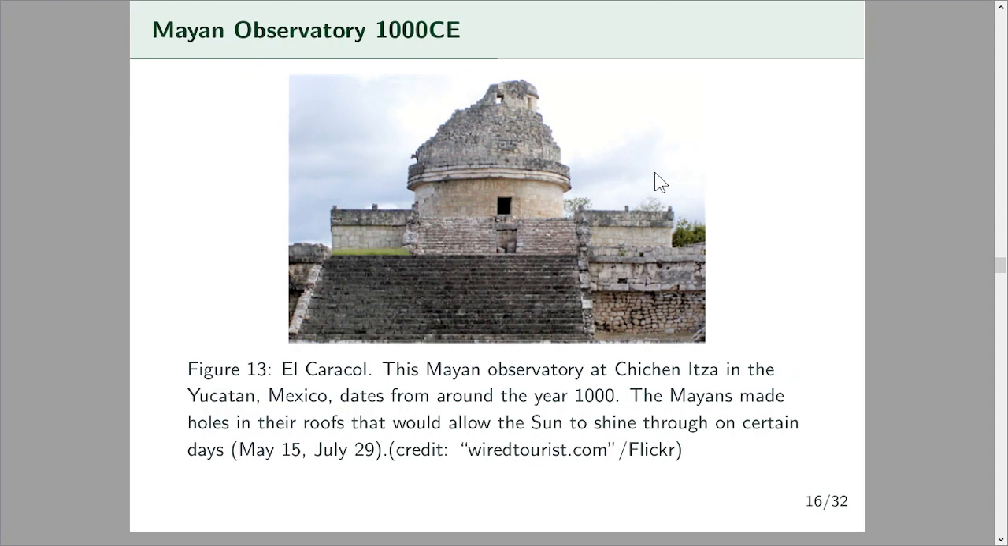This is Mayan temple observatory in Chichen Itza in the Yucatan in Mexico. It dates from around 1000 current era, AD, I guess. The Mayans made holes in their roofs that will allow the sun to shine through on certain days.